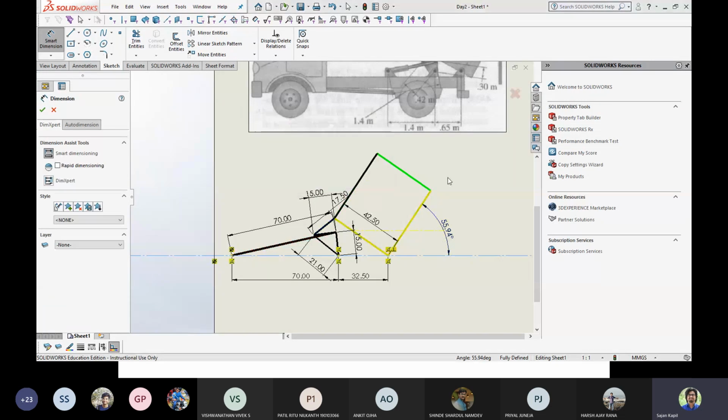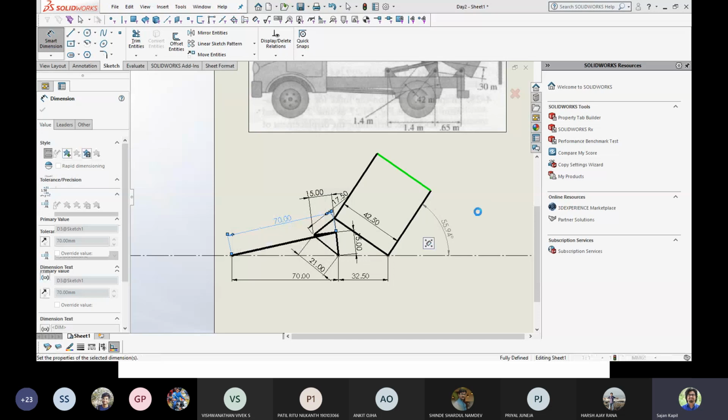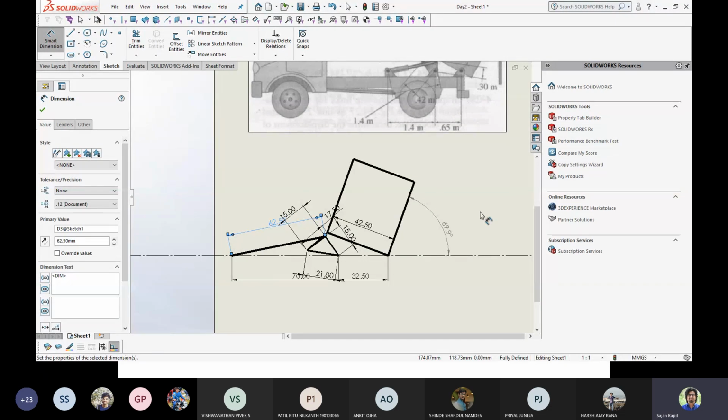So let us assume this is a driven dimension. Fine, I want it to be driven only. And now if I change this dimension to 125 point this, right now this is 55.94 degree. Correct? Okay. It is becoming 69.9 degree. Okay, so what is the difference?